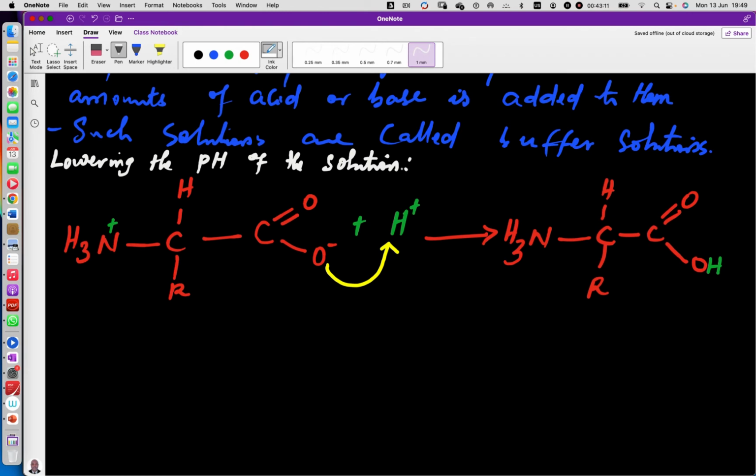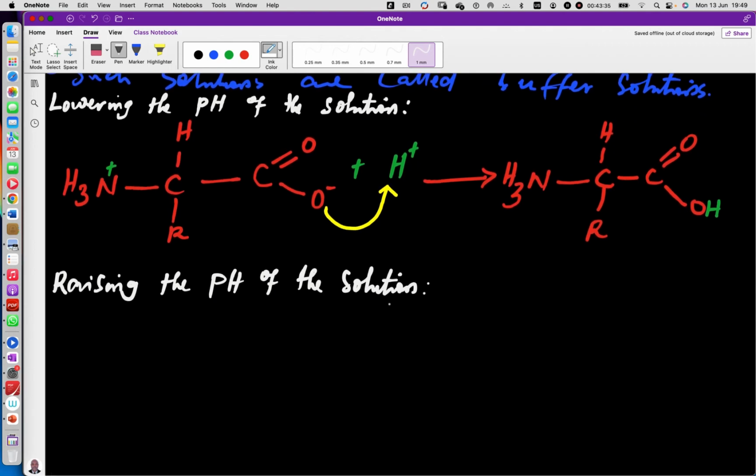Now, raising the pH of the solution. This is the equation. If you want to raise the pH of the solution, this is how the equation looks like. We will have something like this. And H3N. Yeah, the same thing that happened here will be this one. Hydrogen.